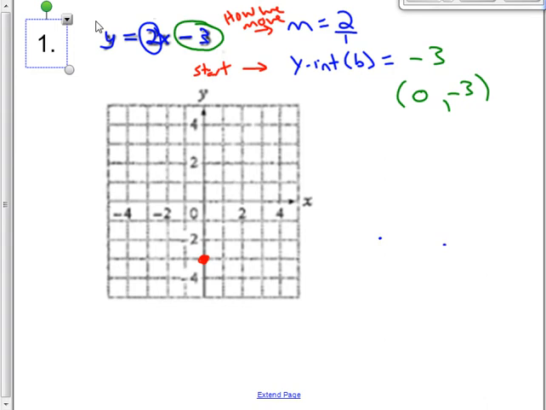How we move: the slope is the change in y over change in x. Some of you might remember that as rise over run. Either one of those, I don't care which one you remember, but that's how you need to remember it. So rise over run. We rise 2 and run 1. Rise 2 and run 1.